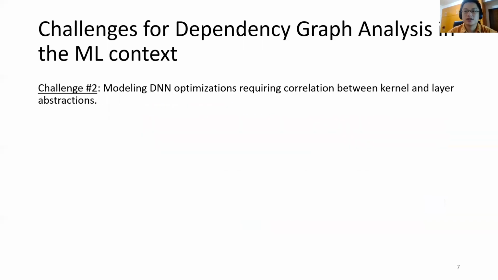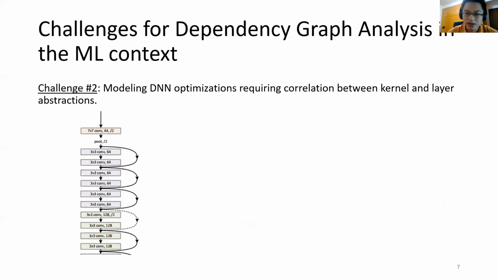And the second challenge is that some optimizations will operate at the kernel-level granularity, yet still require the knowledge of DNN layers. So machine learning people are very familiar with the DNN model graph.